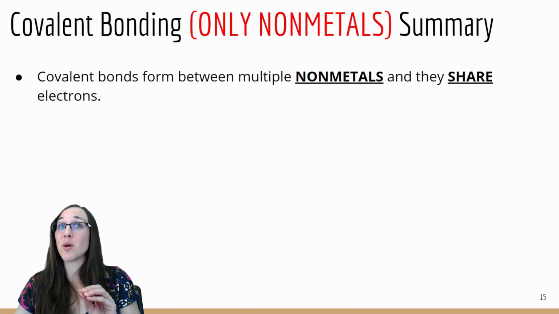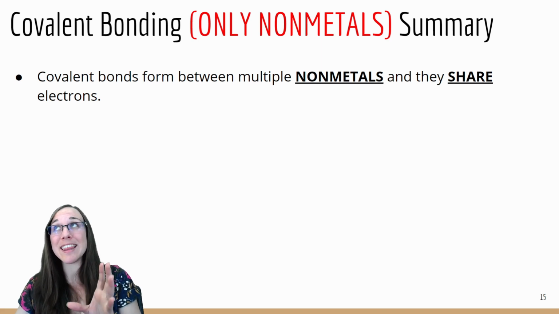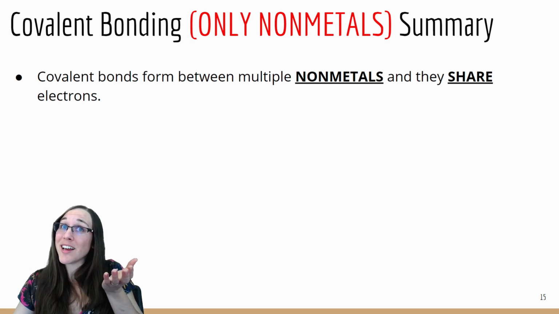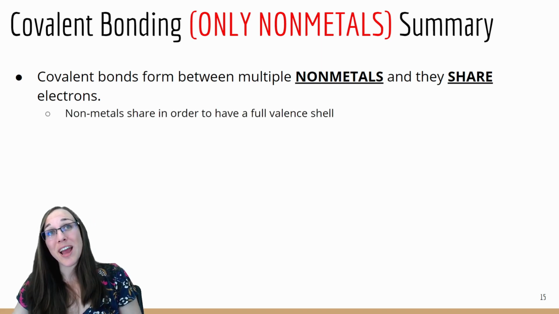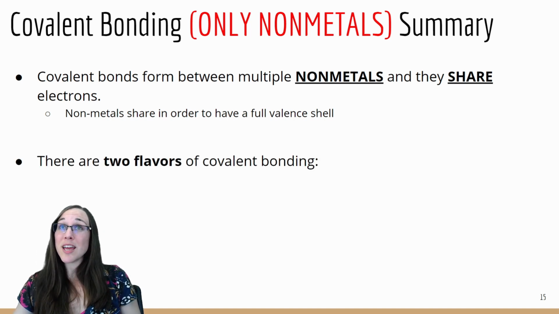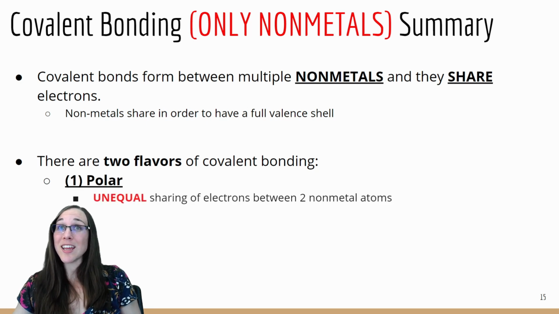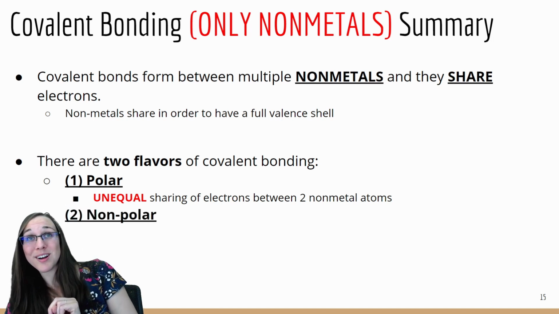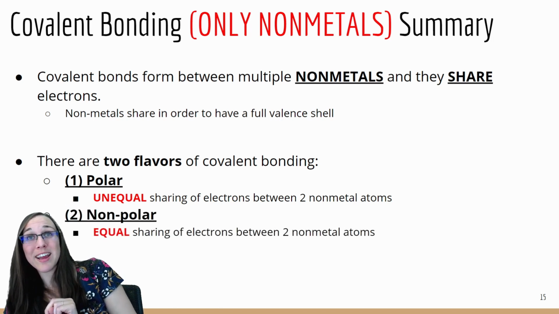So here's the whole thing in a nutshell. Covalent bonds form between multiple non-metal atoms only, and they share electrons. Why do they share electrons? They share them in order to have a full valence shell and octet. There are also 2 flavors of covalent bonding. There's polar, which is an unequal sharing of electrons between 2 non-metal atoms, and there's nonpolar, which would be an equal sharing of electrons between 2 non-metal atoms.